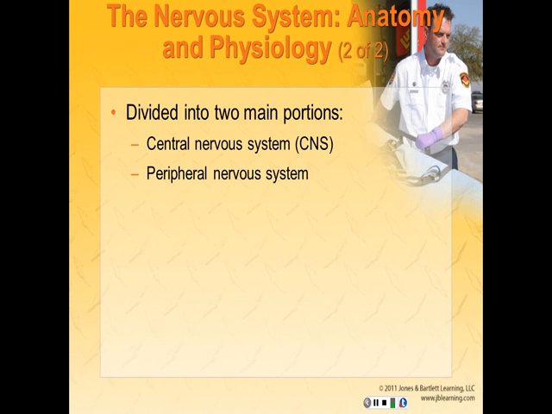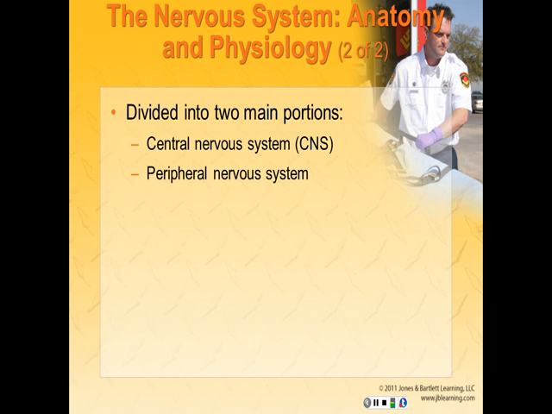So the right side of the brain controls the left side of the body. The cerebellum, which coordinates body movements, and the brainstem. The brainstem controls body functions necessary for life, including cardiac and respiratory function and regulation of consciousness. It is comprised of three areas: the midbrain, the pons, and the medulla oblongata.